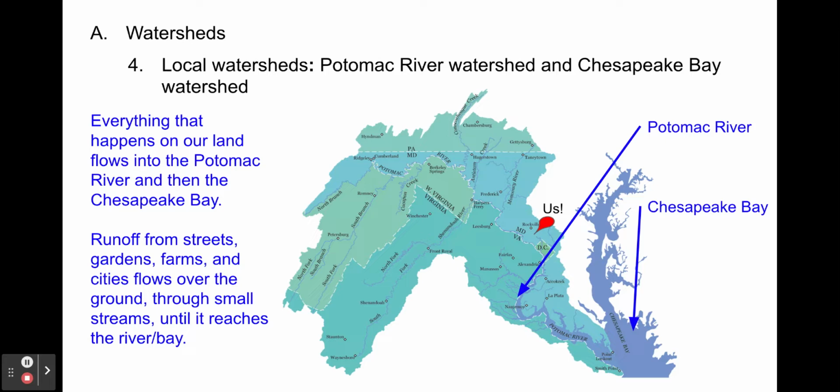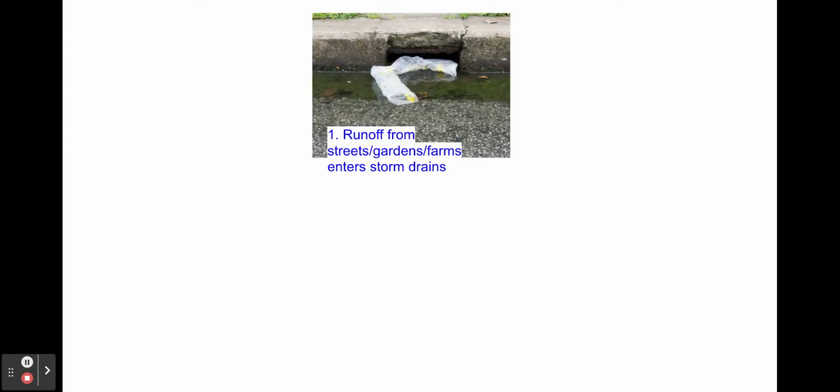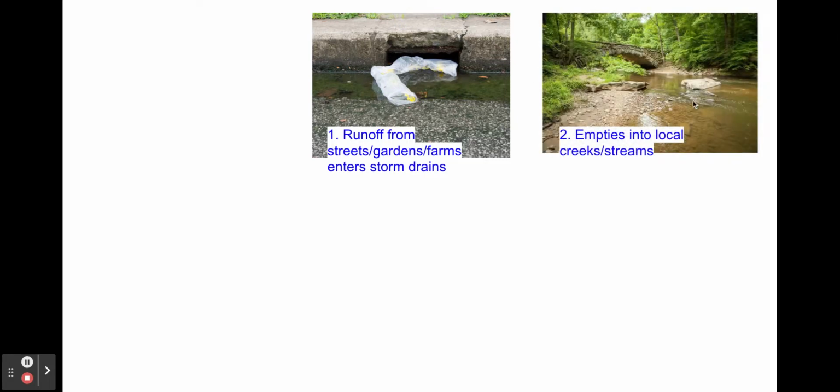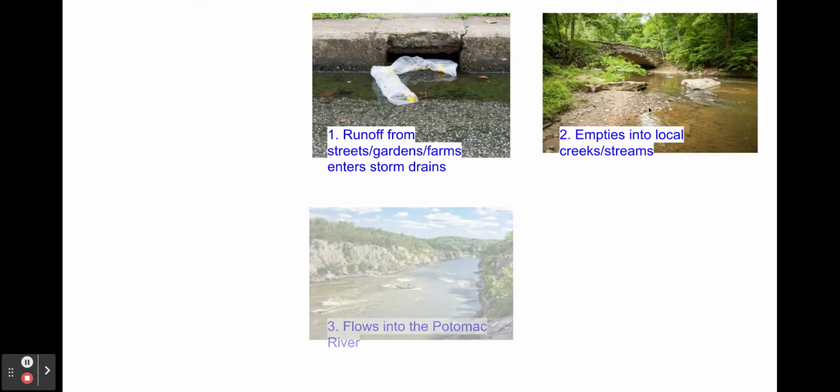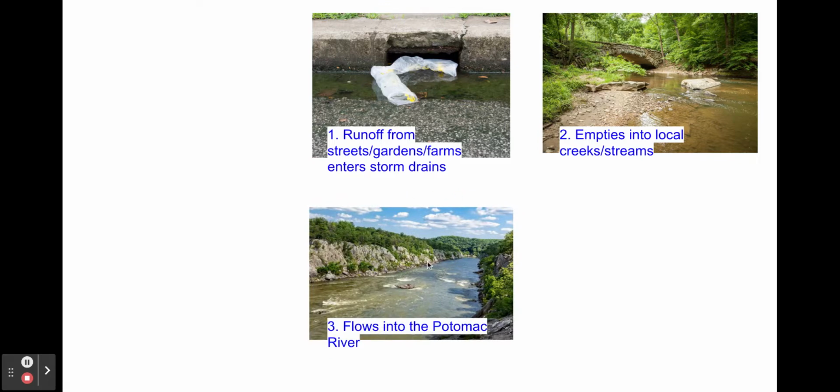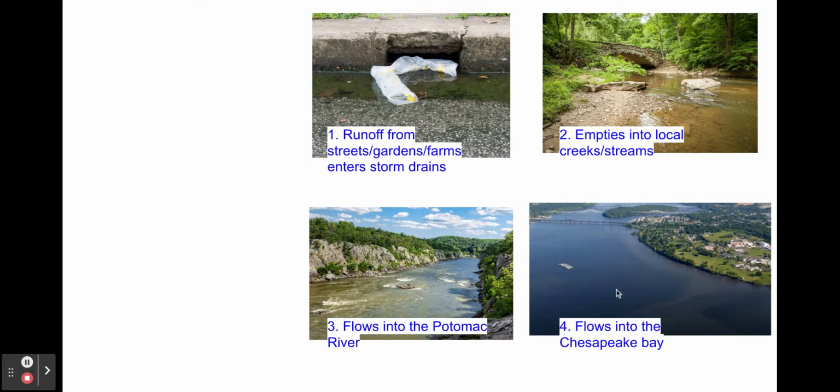Let's think about that a little more. Notice this is in blue, so you don't need to write it down. You just need to listen and think. So to envision that process, runoff from streets, gardens, and farms enters storm drains, which empty into local creeks and streams, which flow into the Potomac River, which flows into the Chesapeake Bay.